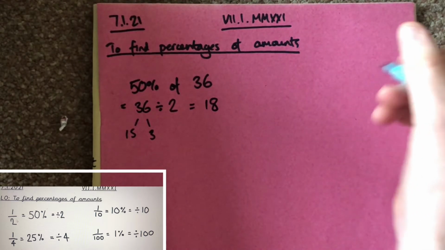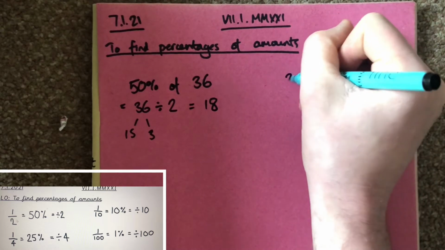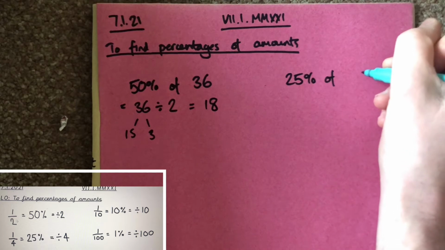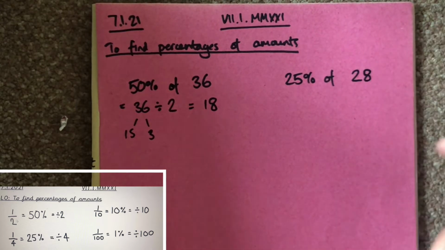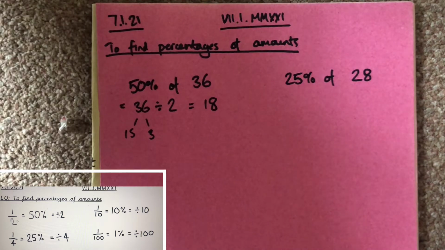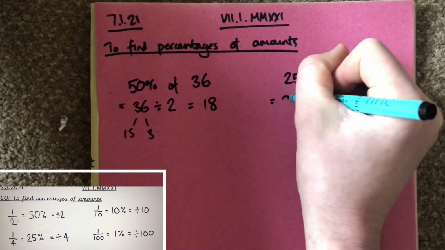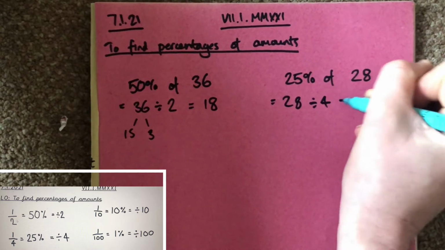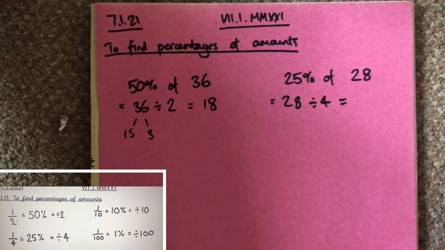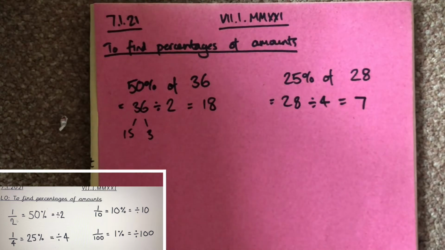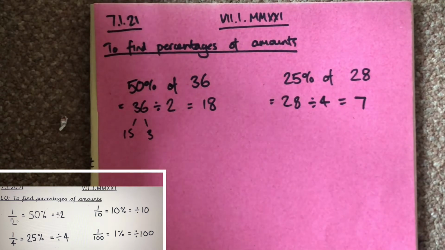Okay, similarly, if I have something like 25% of 28, is 25% one of my key facts? It is, because it's the same as a quarter, so I'm dividing it by 4. So 25% of 28 is going to be 28 divided by 4, using our number facts, we'll hopefully get the answer of 7. Okay, that's the kind of questions that you're going to have in ready.